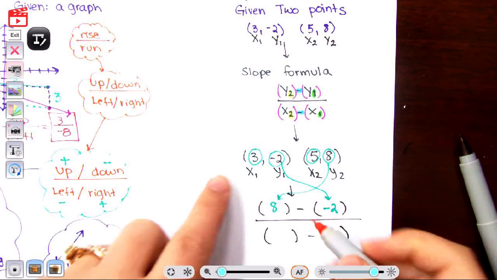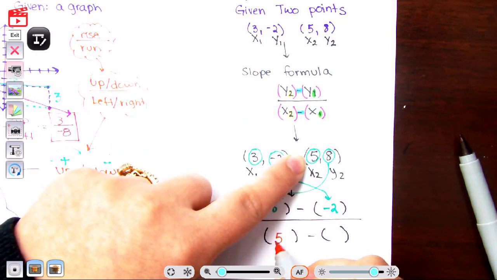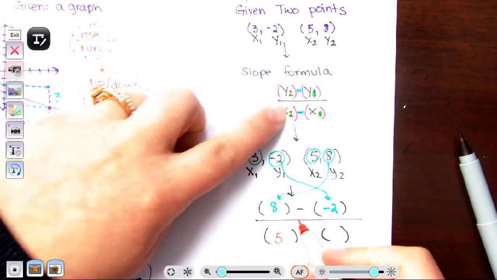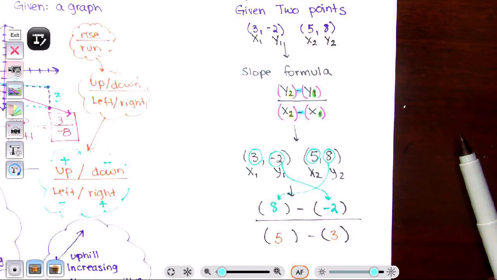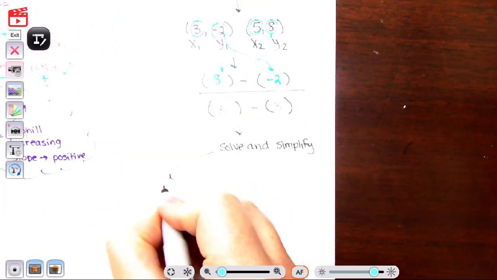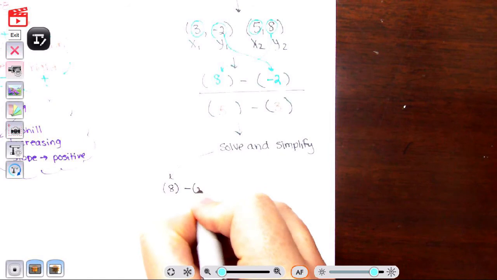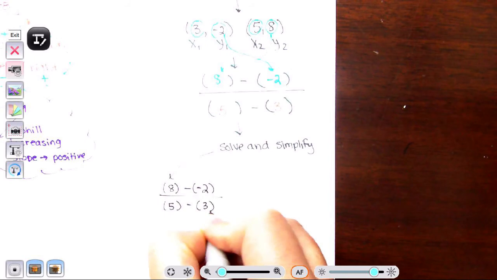So now let's do for x2. x2 is this bubble here. x2, find x2. There it is. And then we're going to do x1. x1 is this bubble 3. Once you have this set up, you're going to solve and simplify. So I'm going to rewrite it just a little bit smaller so we can simplify it here. So I have bubble 8 minus bubble -2 divided by bubble 5 minus bubble 3.